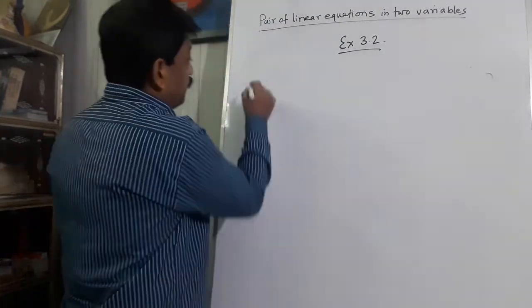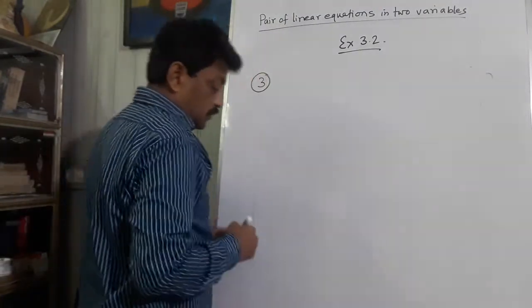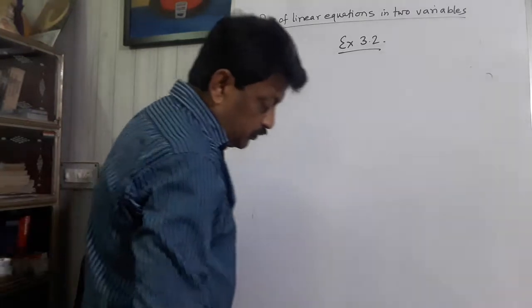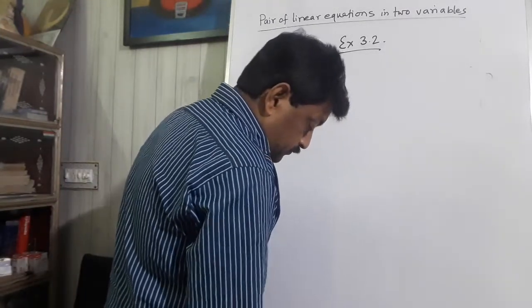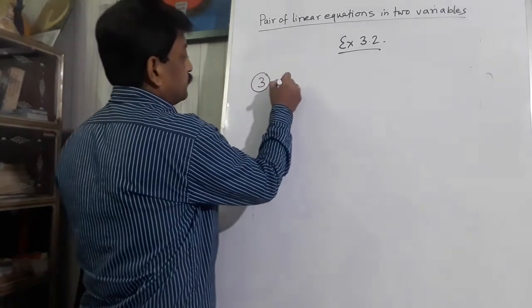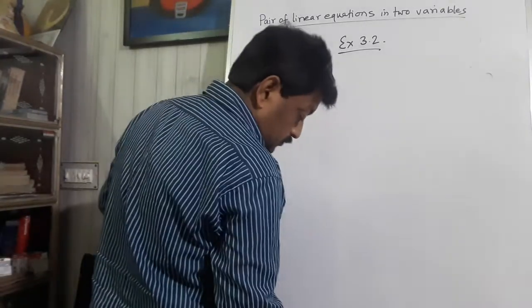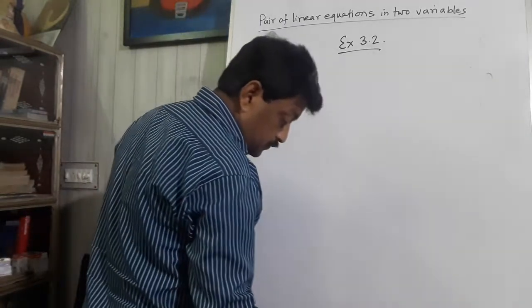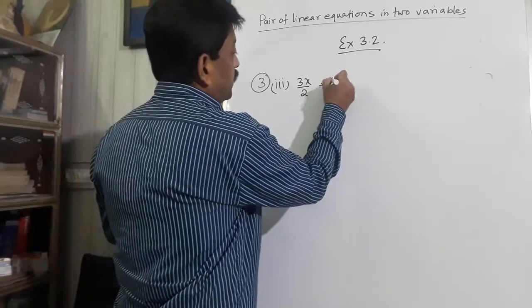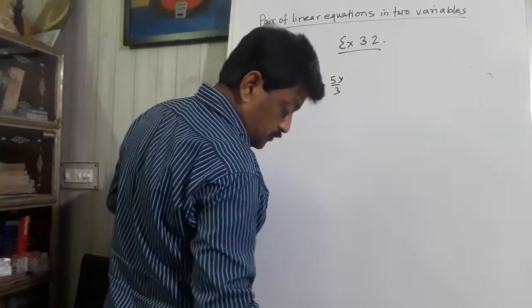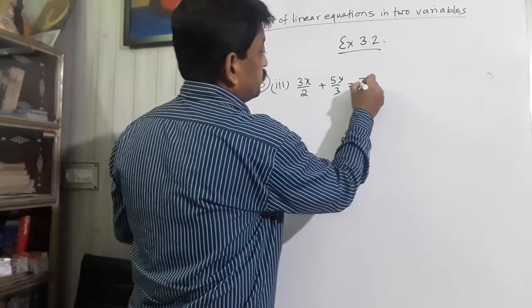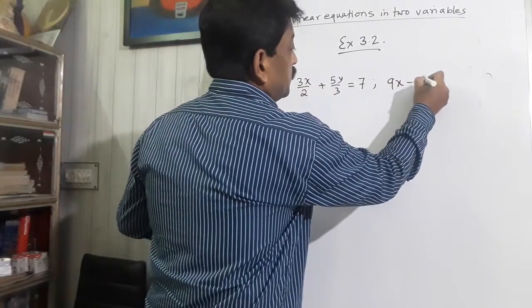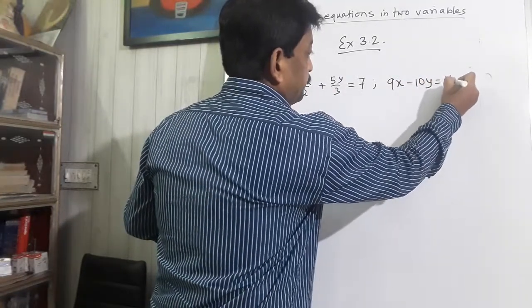So one more question, from NCERT question number 3, Roman 3. The equation is 3x upon 2 plus 5y upon 3 equals 7, and 9x minus 10y equals 14.